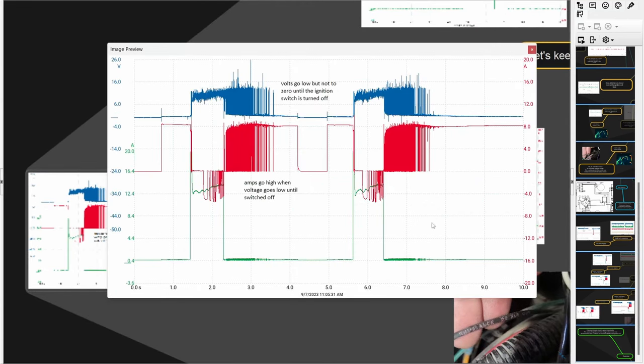So this is after a good hot soak. We took it out, got it hot, couldn't really get it to stall, but when I brought it back into the bay, I could get it to stall pretty much every time.